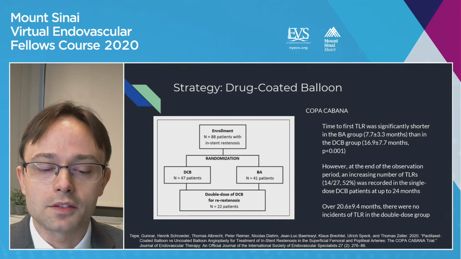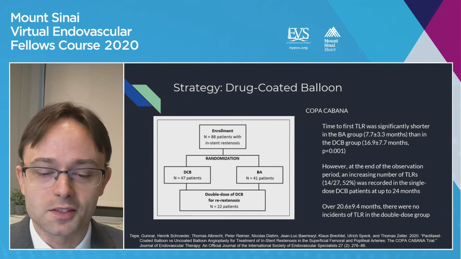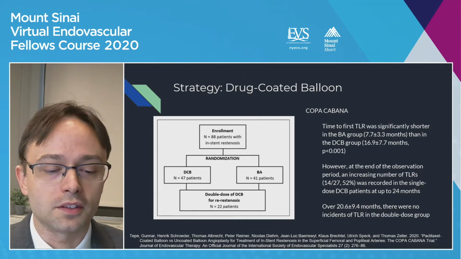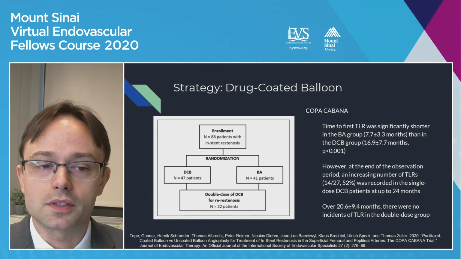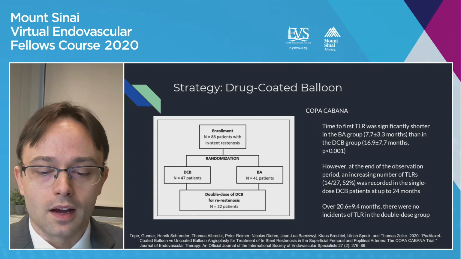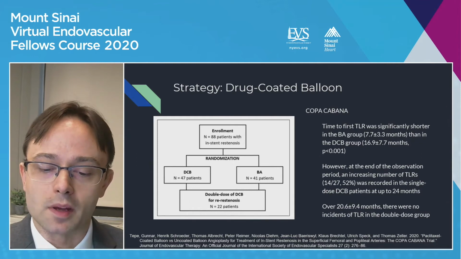The interesting thing that this group did, aside from choosing a sweet name for their trial, Copacabana, is they took patients requiring target lesion revascularization from either arm, treated them with a double dose of drug-coated balloon, and then followed them as a separate subgroup.